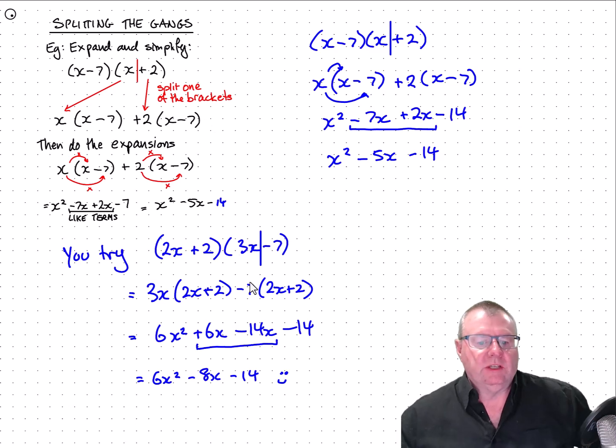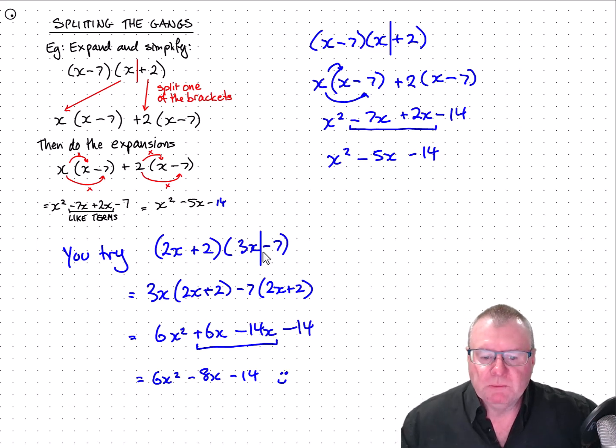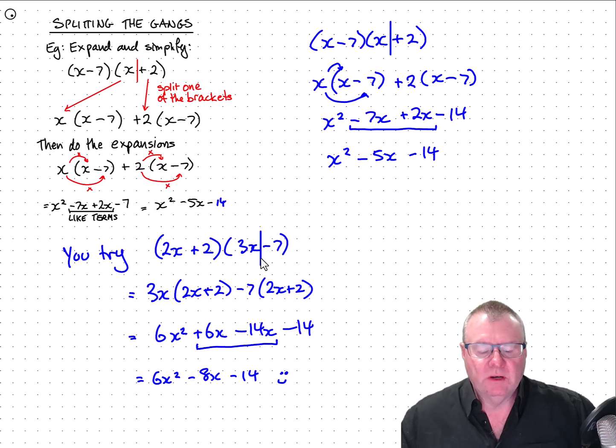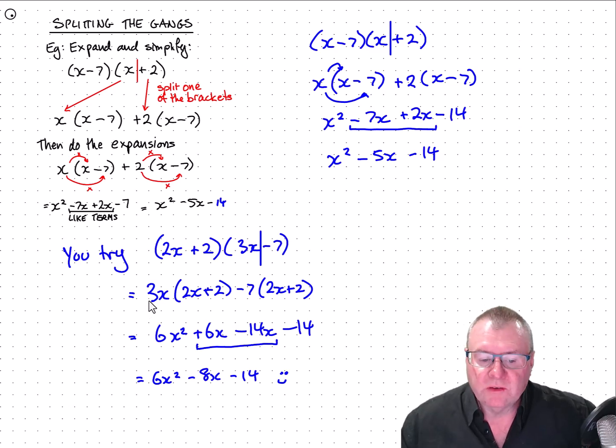All right, let's have a look, see how you went. I'm going to split the second gang right here in front of the plus or minus sign. So my 3x gets split over to here, my minus 7 we split down to here. The other gang gets to stay together, right? So I write them after each of the pieces that I split, and now I just go ahead and do my expansions. Do the numbers first. 3 times 2 is 6. I've got an x times x, so I've got x squared, 6x squared.